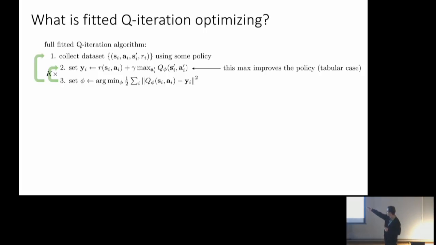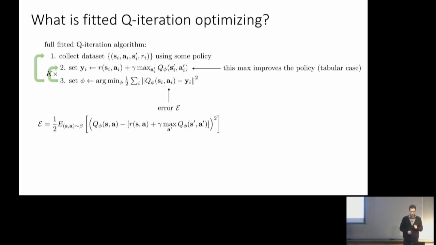Step 2 improves the policy, and then step 3 is minimizing something called the Bellman error. I'm going to use the script letter E to represent Bellman error. If you substitute the equation for the step that improves the policy, the Y, into this squared error, this is the thing that you're actually optimizing. You're optimizing the expectation, under the state action distribution in your buffer, which came from some collection policy, of the difference between the left-hand side and the right-hand side of the Bellman equation, where the right-hand side is this stuff, and the left-hand side is the Q value. That's literally what you're optimizing in step 3.